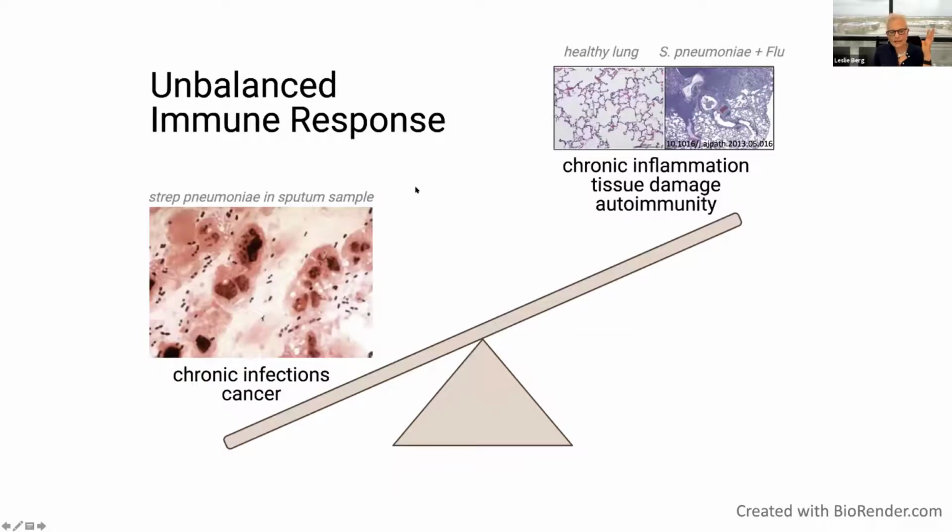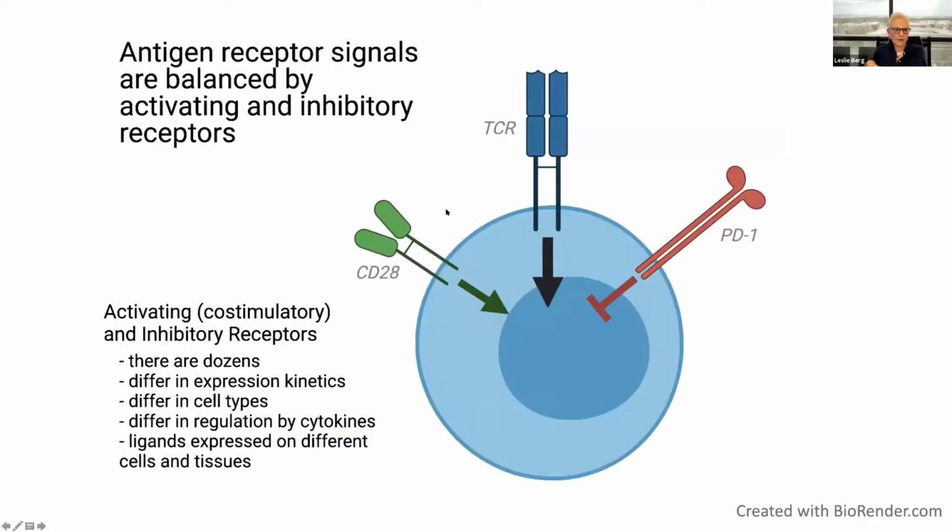So when that process is unbalanced, for example, if your immune system doesn't do a good job in clearing the pathogen, you can get chronic infections or cancer that can't be eliminated by your immune system. And if the immune response is too big and doesn't stop when it's supposed to, you end up with chronic inflammation, a lot of tissue damage, and can even end up with autoimmune diseases. So it's important that this immune response be balanced. And that is really why your immune system not only has ways to activate lymphocytes, but also ways to help shut them off.